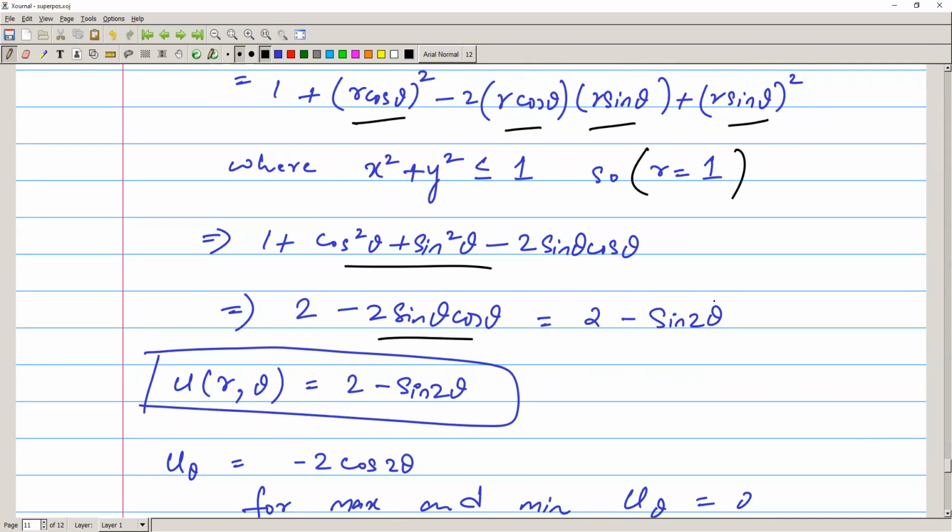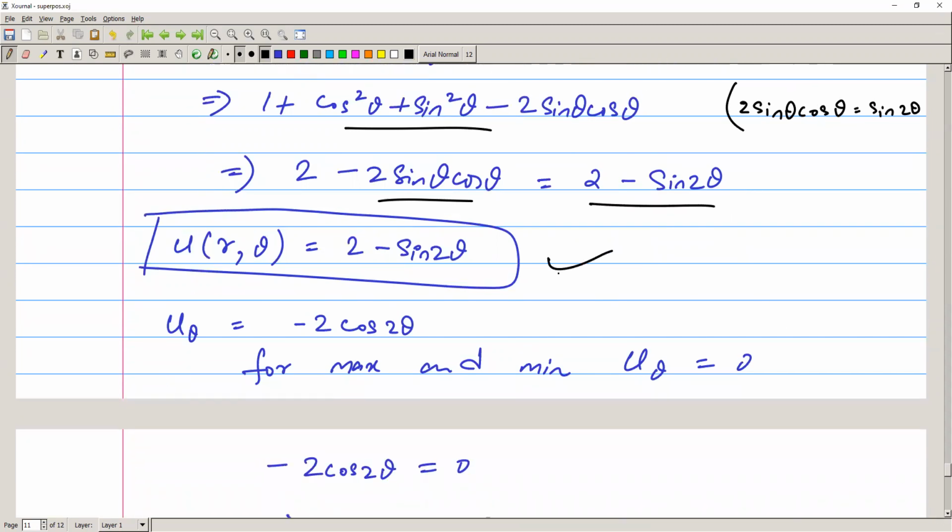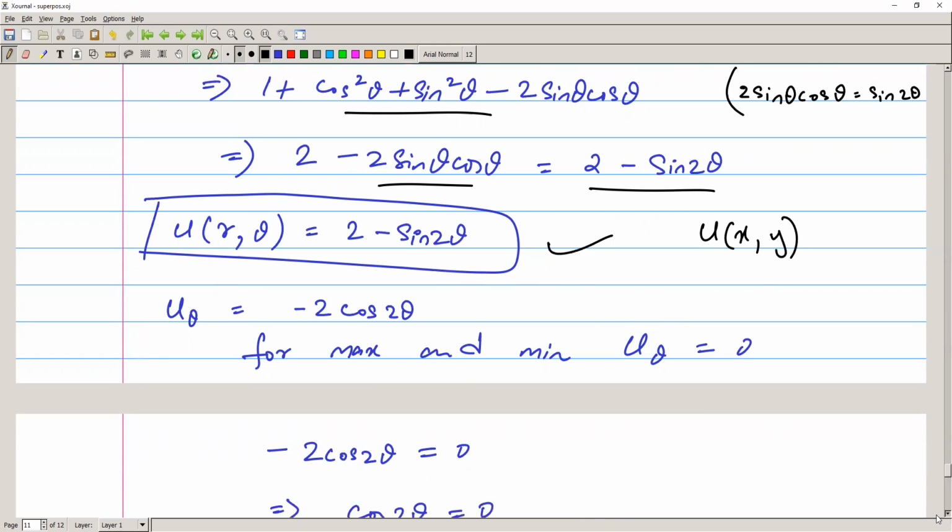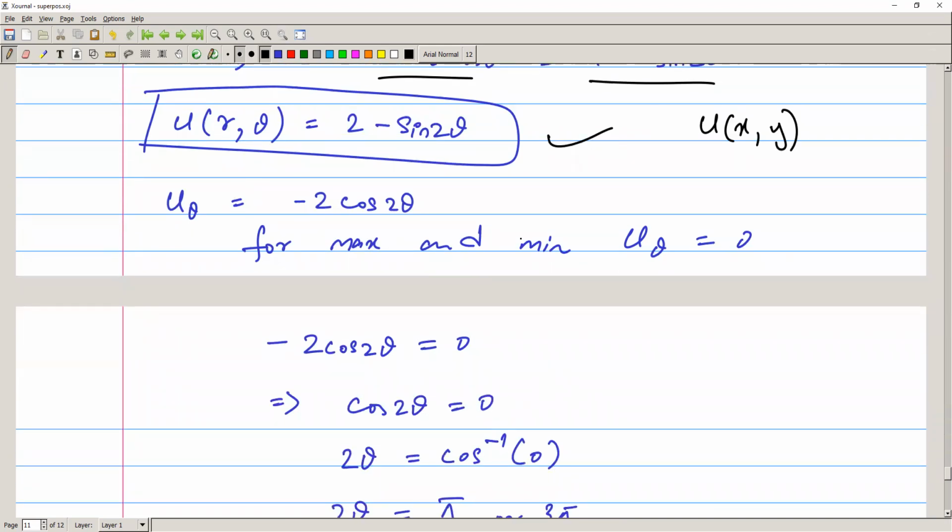And again, 2 sine theta cos theta is equal to sine 2 theta. So we can write 2 minus sine 2 theta, and then we get the solution in polar form. So u(x, y) is converted to u(r, theta), right? Now u(r, theta) is equal to 2 minus sine 2 theta, and now again I will apply the condition to find the maximum and minimum.